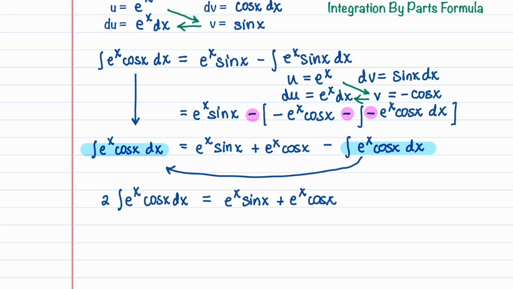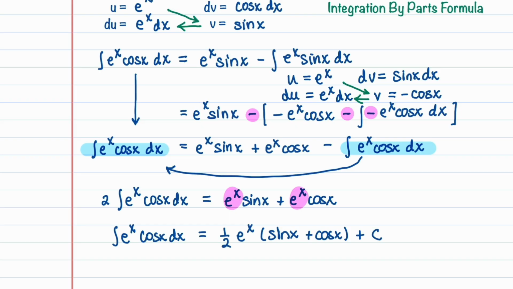Now all we have to do is divide by 2, and we'll pull out our e to the x because that's a common term, and we'll add our plus c. We have the integral then, e to the x cosine x dx is equal to 1/2 e to the x. We'll pull out the e to the x. We have sine x plus cosine x, and then our arbitrary constant plus c. And there's our final answer.